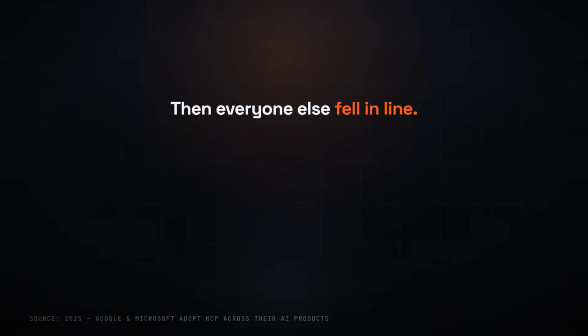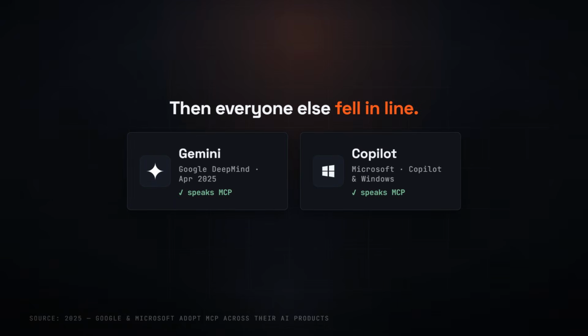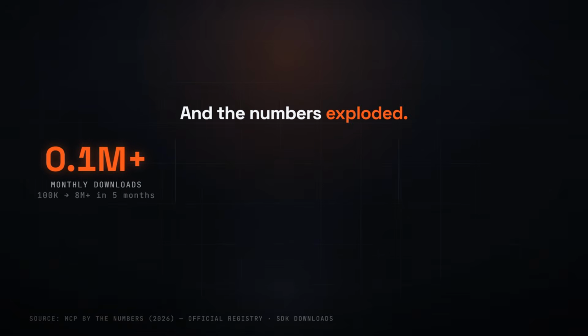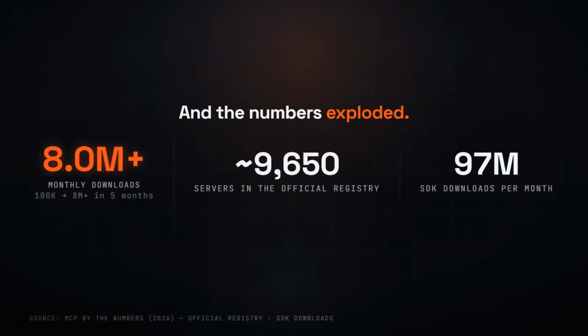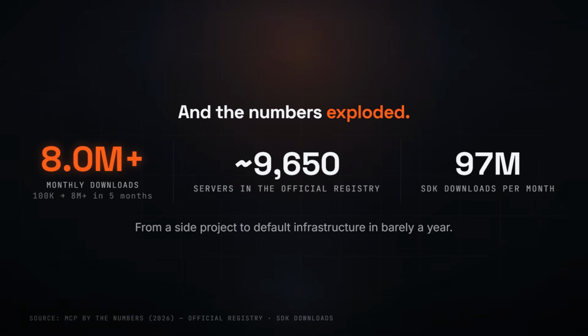Weeks later, Google brings it to Gemini. Then Microsoft, across Copilot and Windows. There was no committee, no mandate. The protocol had simply, quietly won, and the numbers exploded. Downloads went from 100,000 to over 8 million in 5 months. Today, the official registry lists nearly 10,000 servers, and the SDKs see tens of millions of downloads a month.